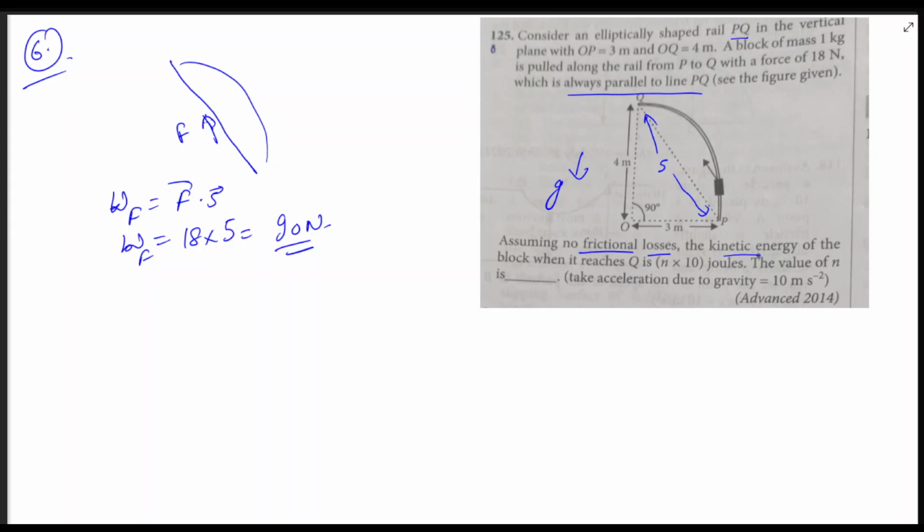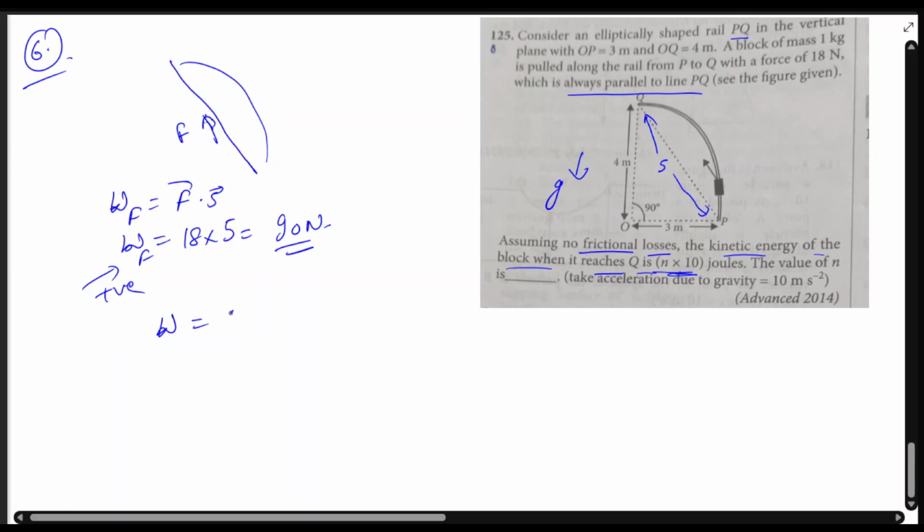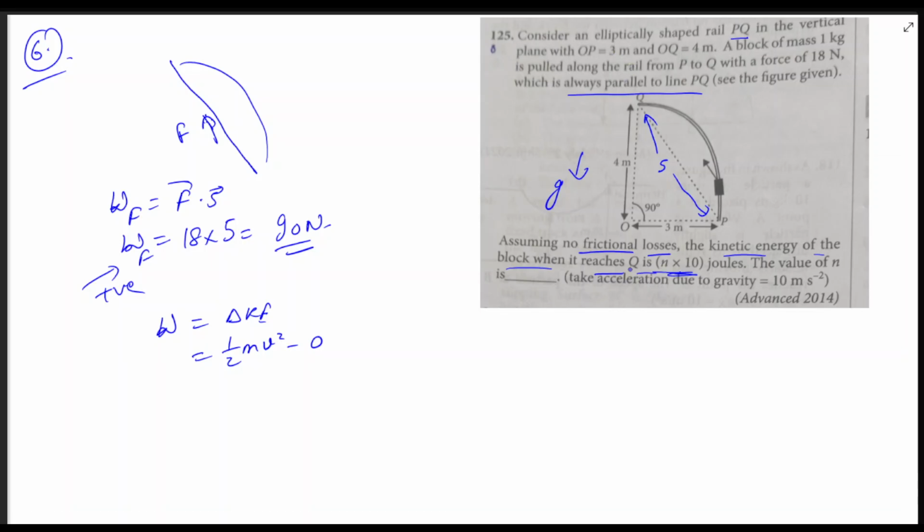Assuming no friction losses, the kinetic energy of the block when it reaches Q is N into 10. Okay, so look, this work done is positive. Work done by gravity is negative, and the final kinetic energy will be, so it is starting from zero, right? So we'll just write work done is equal to change in kinetic energy. So final kinetic energy is half mv square. Initially it was zero. We're starting from rest. Nothing is given, so we'll consider it as rest.